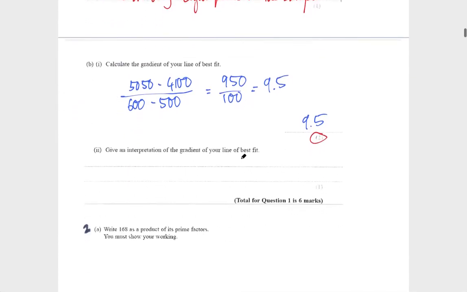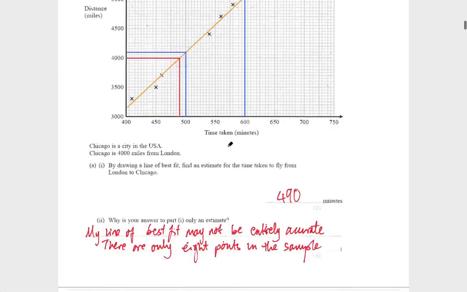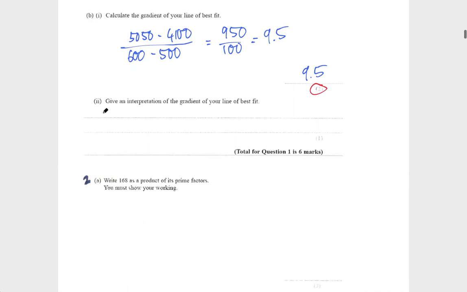Give an interpretation of the gradient of your line of best fit. It's distance divided by time, and therefore it's a speed calculation that the gradient gives. So that's what's needed for the answer. It's speed of travel, or just speed, in miles per minute, and even that bit isn't necessary to get the mark, but it's worth writing down the details in case they're on the mark scheme.